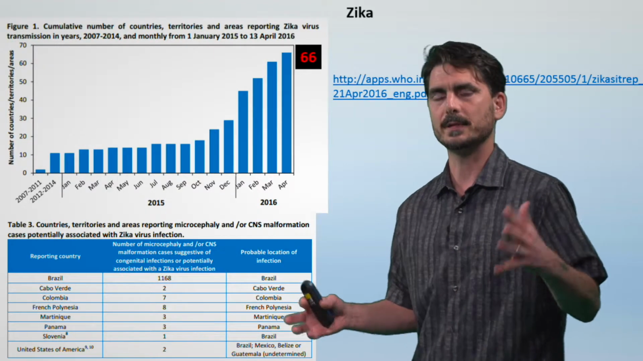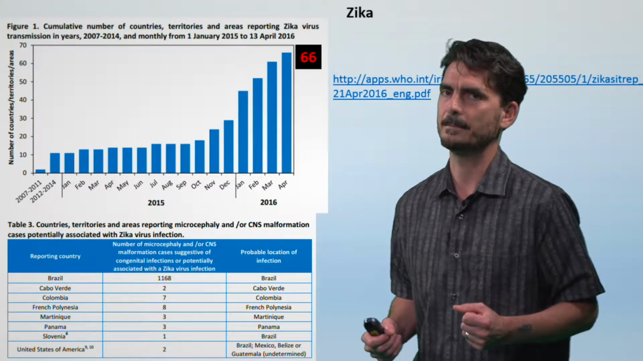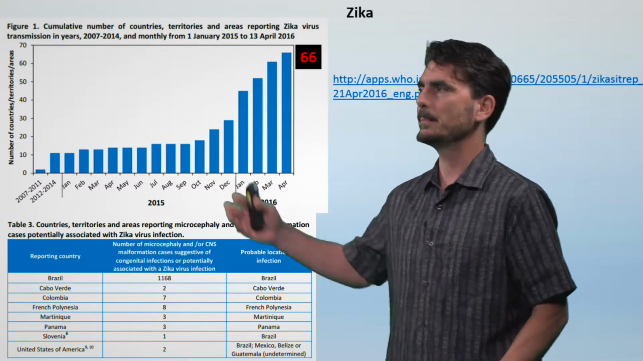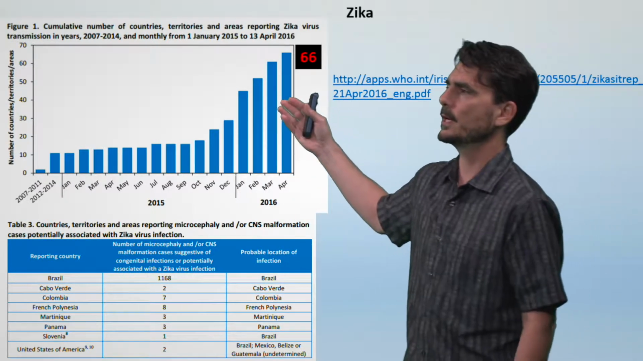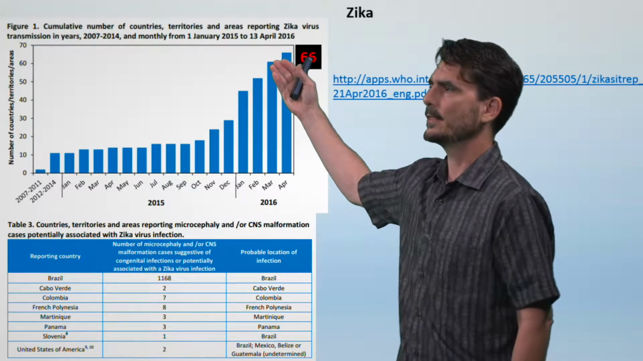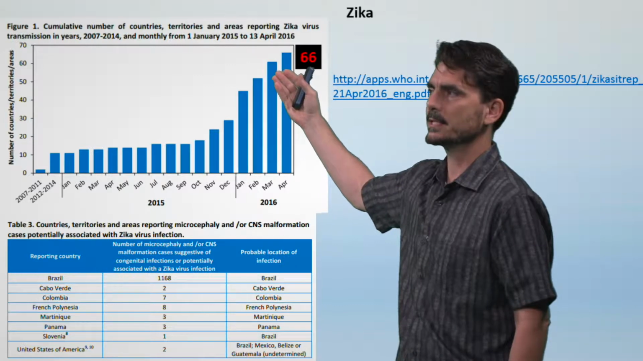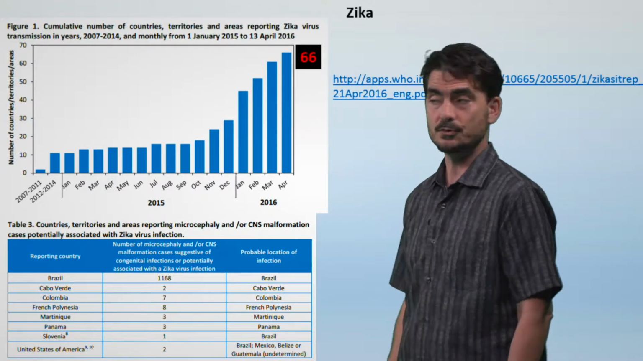We talked about microcephaly. We talked about a wide variety of things for Zika. So let's go ahead and do a little bit of an update. The last time we looked at this table, this figure, we were in March, and the number of countries that were affected were less than 60, and now we're at 66 countries.